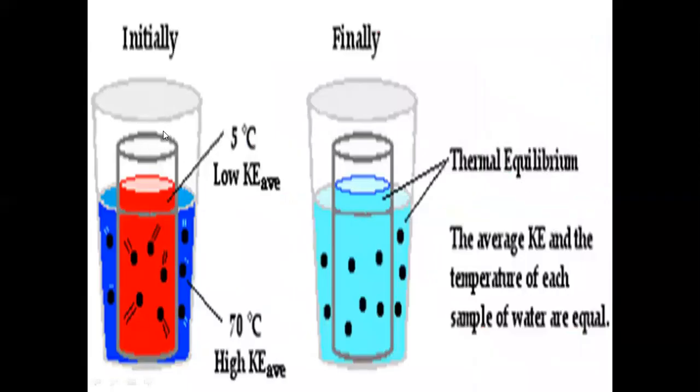Now, as you see here, we have two containers. We place a container, the red one, at 5 Celsius, with low kinetic energy, and a big container at 70 Celsius, with high average kinetic energy. When we place the cold one, 5 Celsius, and the hot container, 70 Celsius, together, the heat is transferred from the high temperature, 70 Celsius container, into the cold one, 5 Celsius. After some time, the two containers have the same average kinetic energy, the same temperature. So we name this case thermal equilibrium.